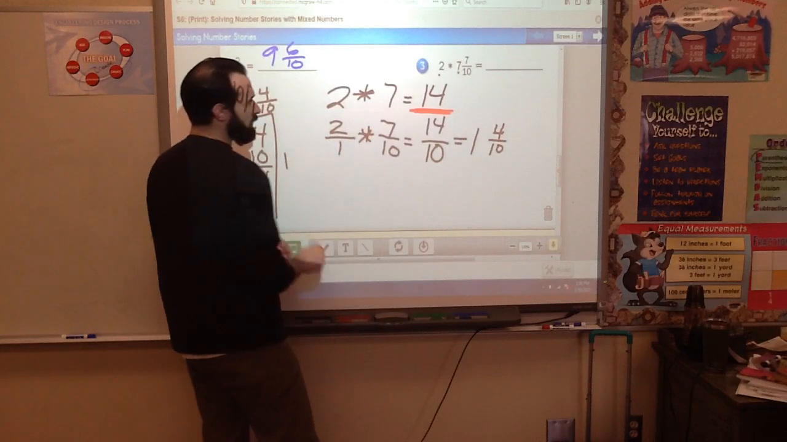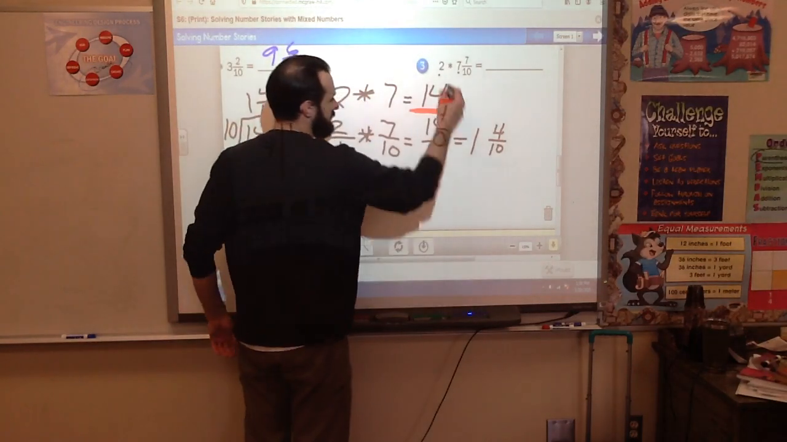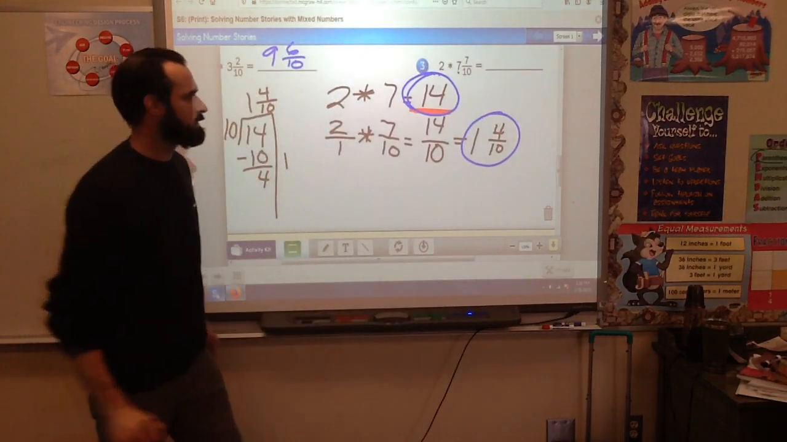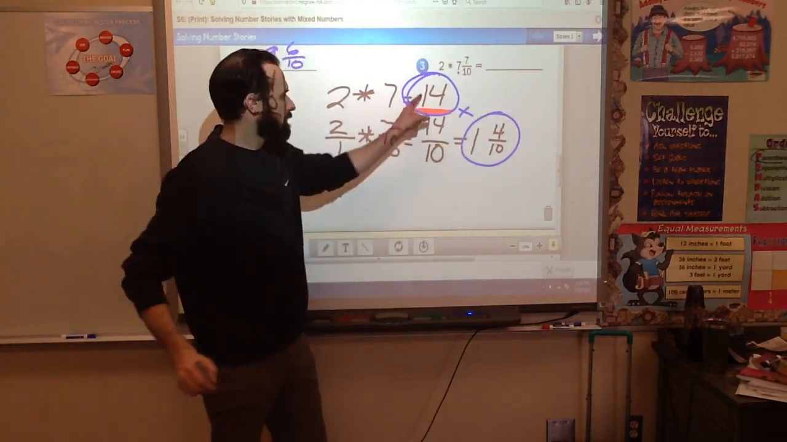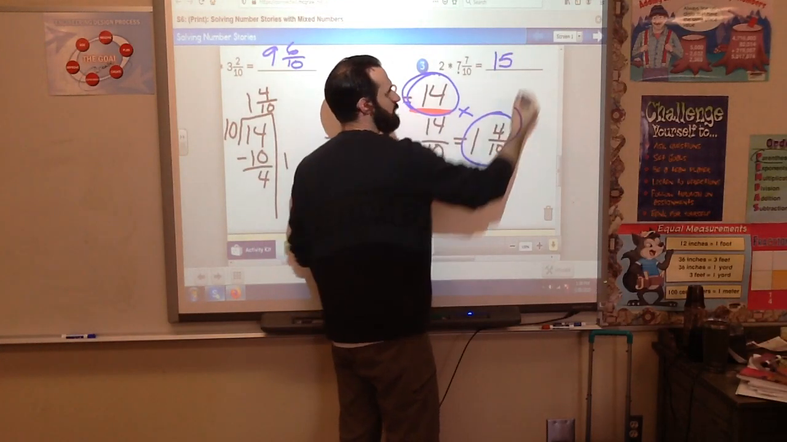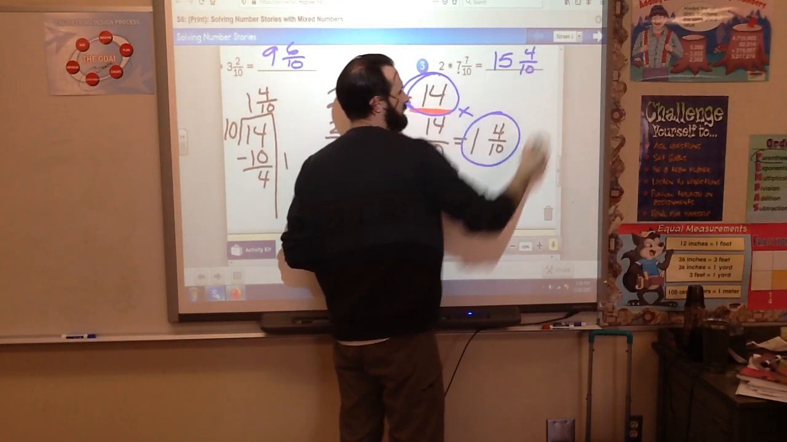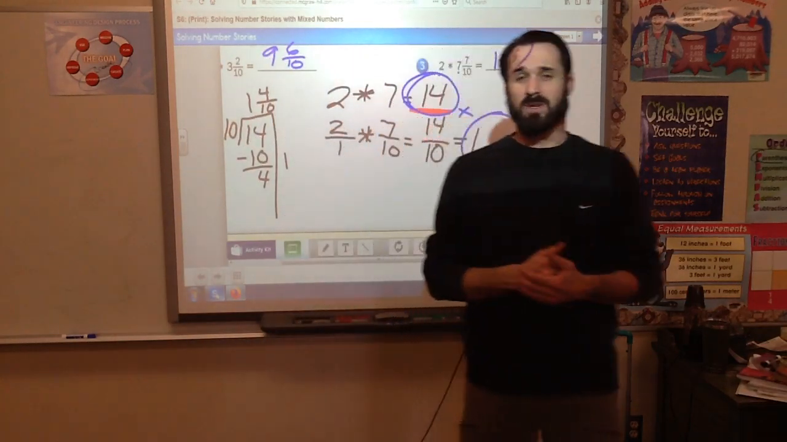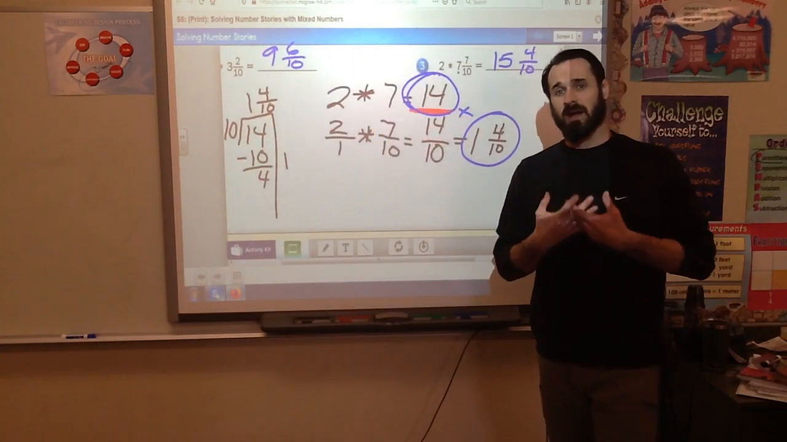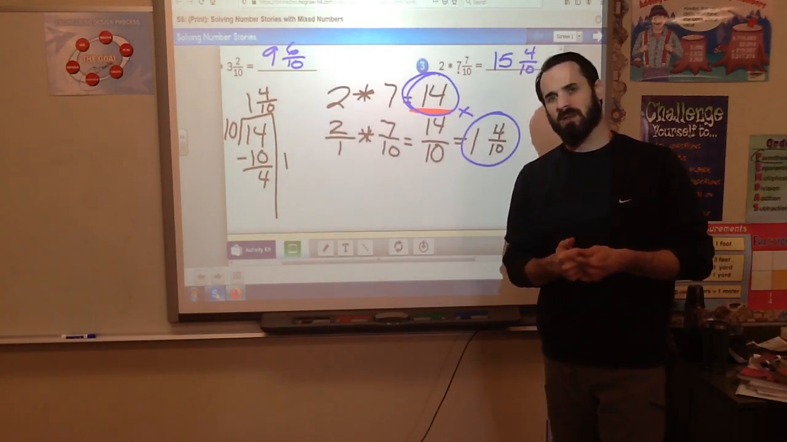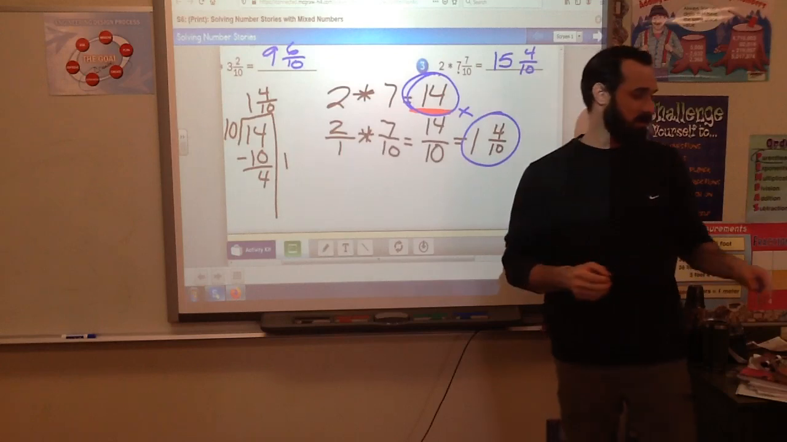To finish this problem, you need to take your 14 and add 1 and 4/10. 14 plus 1 is 15, and then you have your 4/10 left over. I went through this really quick today. This is a real substantial lesson. I know there's a lot to it. Look for some review to come on this in upcoming lessons.